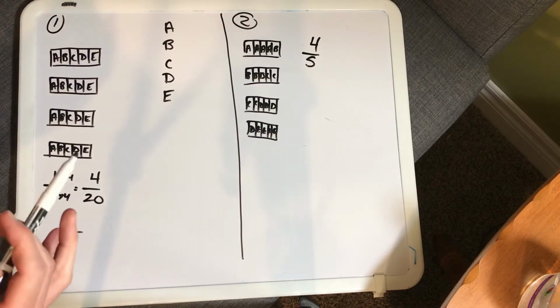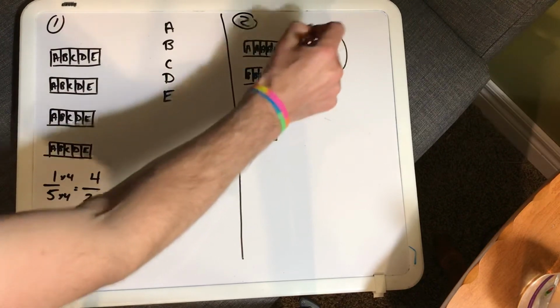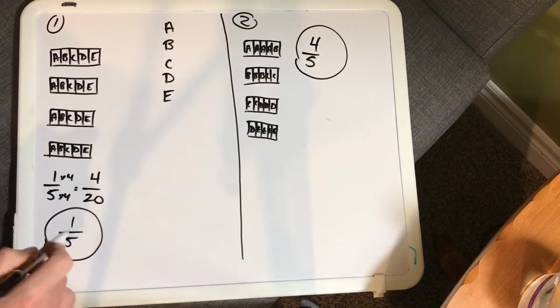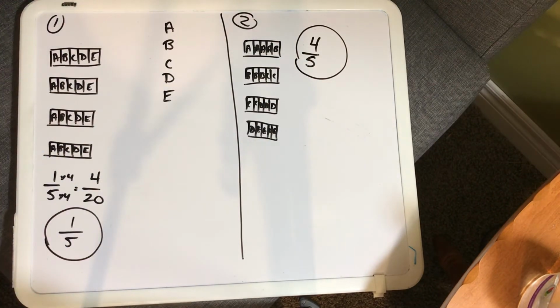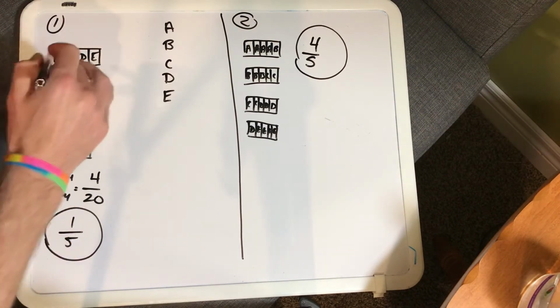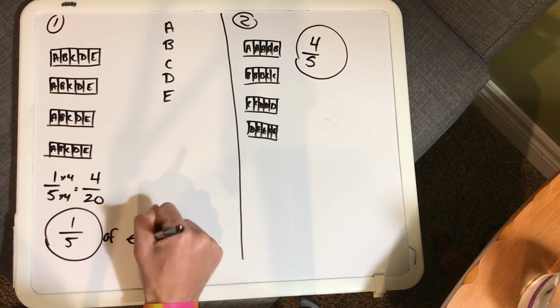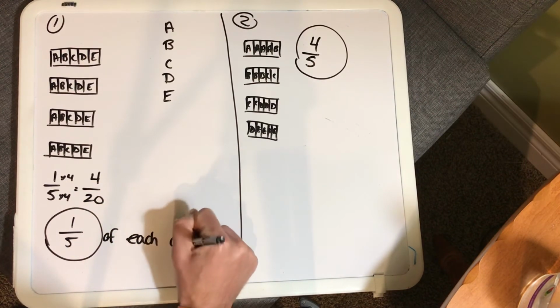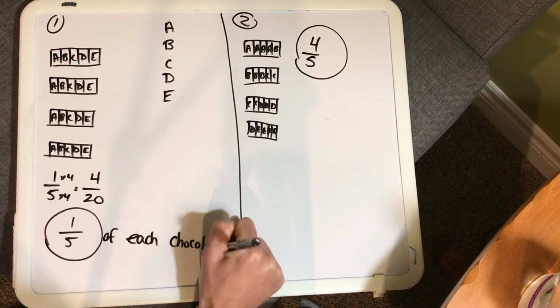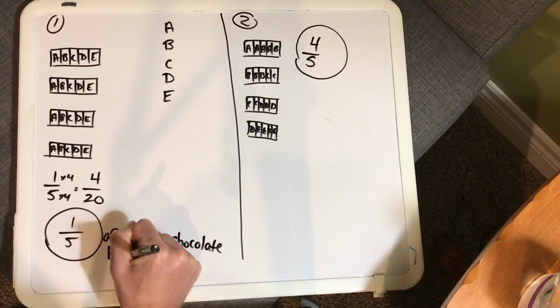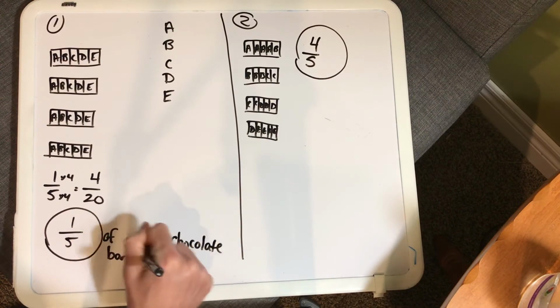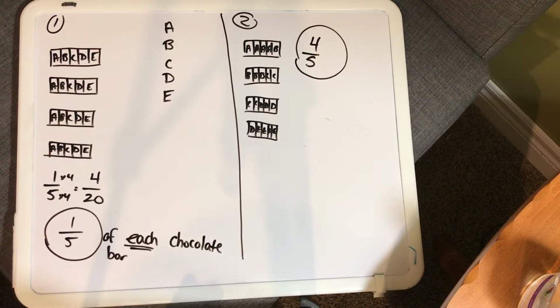Now 4/5 and 1/5 are not equivalent fractions. They're not the same number at all, and yet both answers are correct. And this is where this gets really important: when we're dealing with fractions, we have to say what the fraction is representing. So if we were to say, well, each person here is getting 1/5 of each chocolate bar, each is the really important word there. And then that answer is correct.